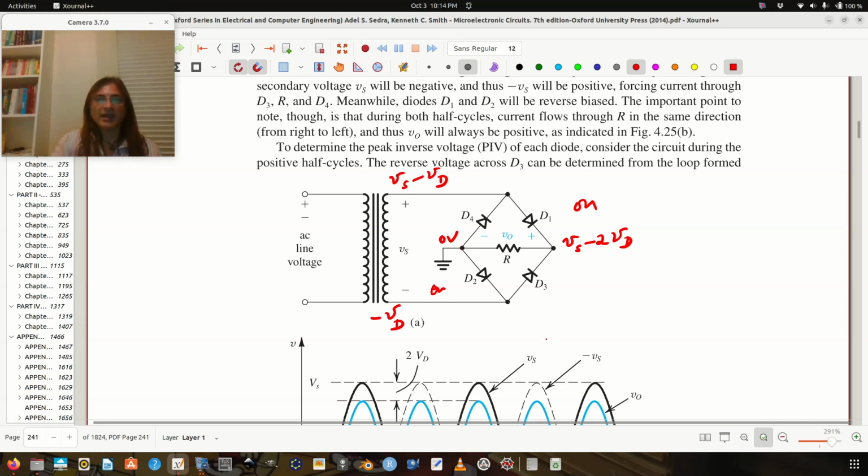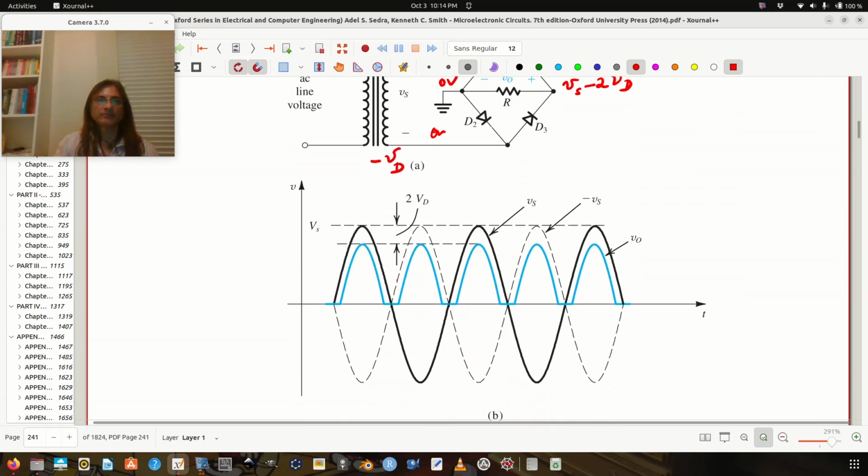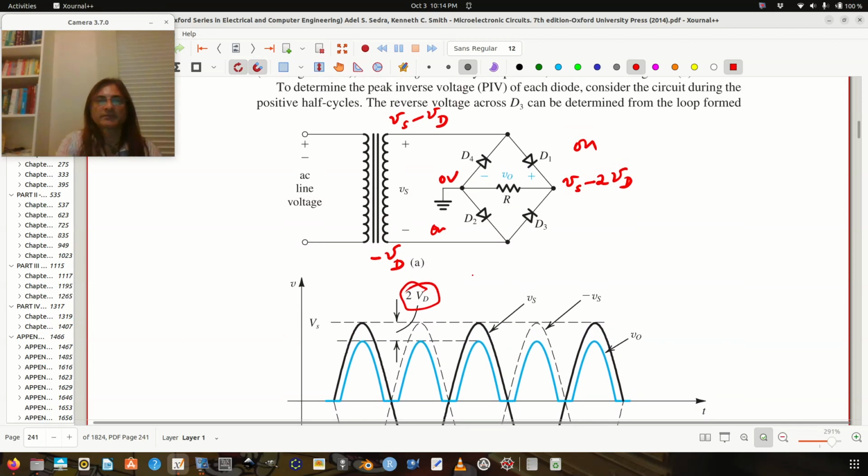And we see that here. The black one is the input, but the blue one is below the black one by twice VD. Not VD as before, but twice VD. And of course, you see the blue line starts when the input voltage is more than 2 VD, and then it stays positive for each part of the cycle.